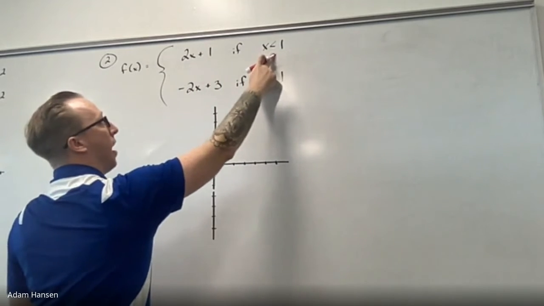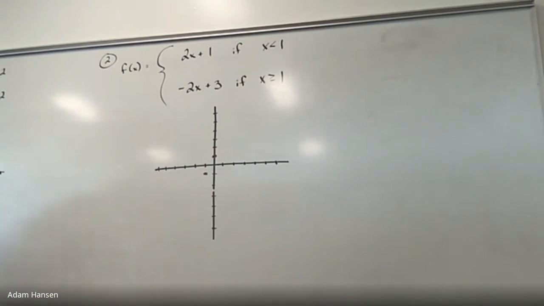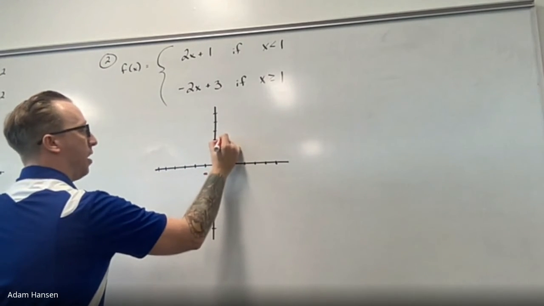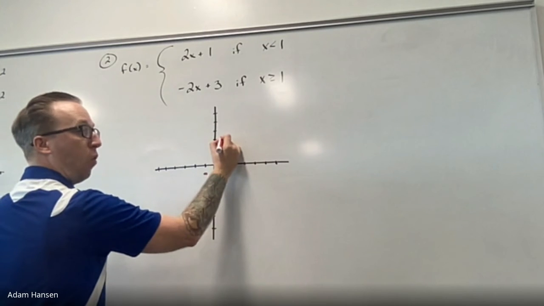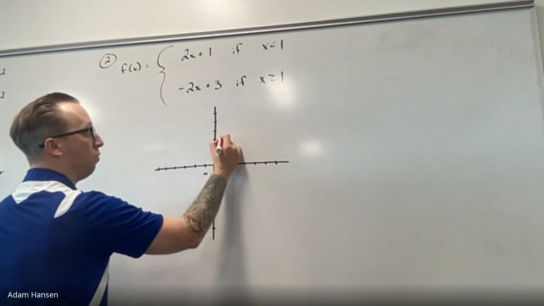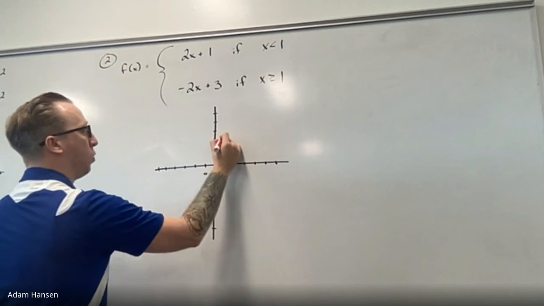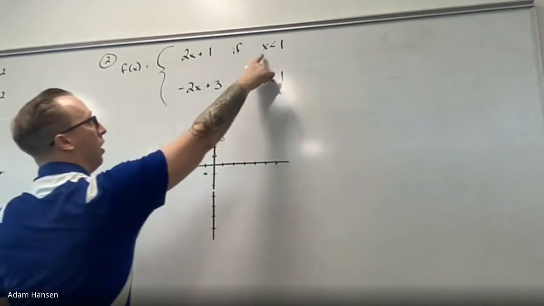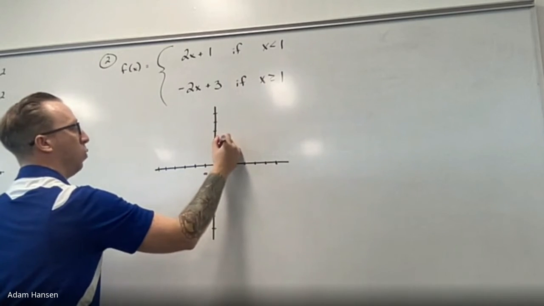Let's actually see what happens at 1. What's 2 times 1 plus 1? 3. If I go to an x coordinate of 1, the graph is at 3. Would it be an open circle or a closed circle? Open, because just like the last one, we're not including that x coordinate in this part of the graph. It's up to, but not including, every x coordinate that's less than 1.